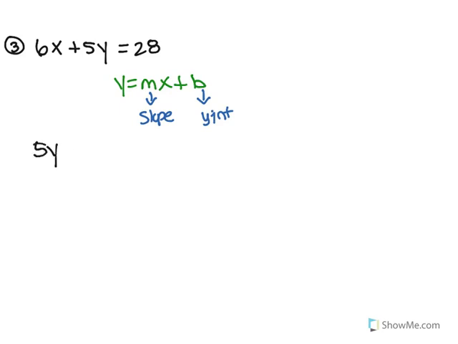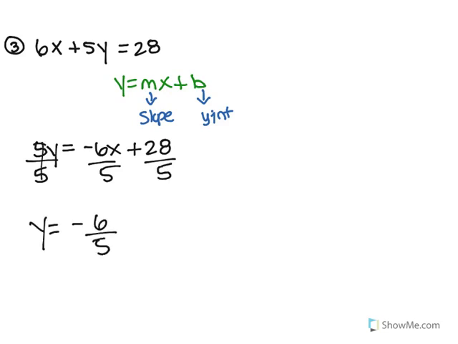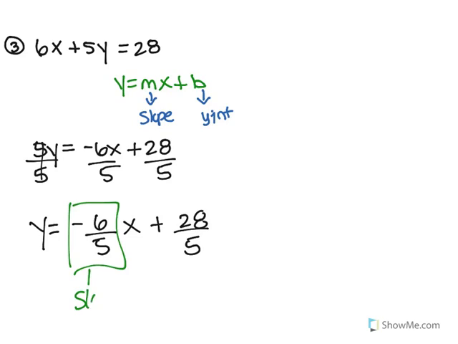So I would say 5y equals a -6x plus 28 if I move my 6x over. Then I divide everything by 5, and I get y equals a -6 over 5x plus 28 over 5. So that lets me know that -6 over 5 would be my slope, and you do know that's the same as m, okay? And then the 28 over 5 would be my y-intercept.